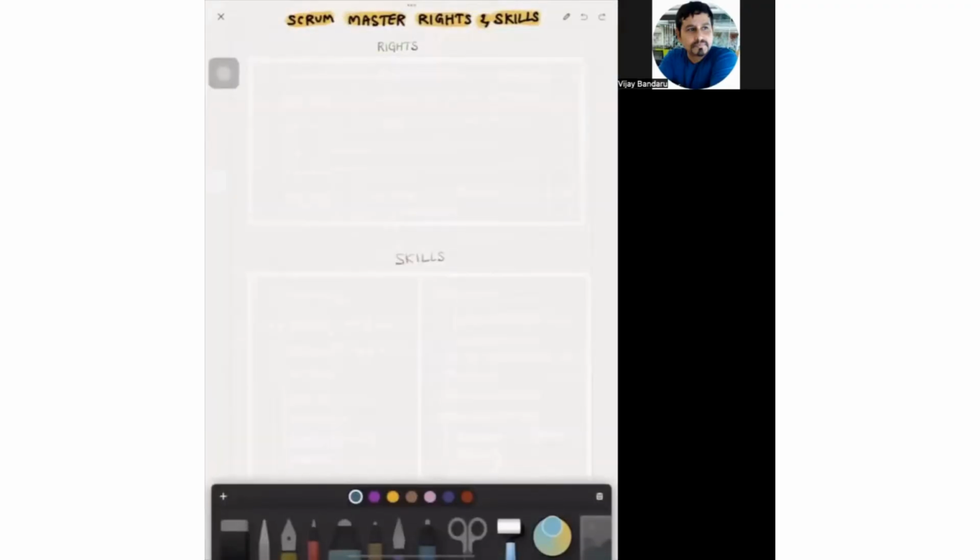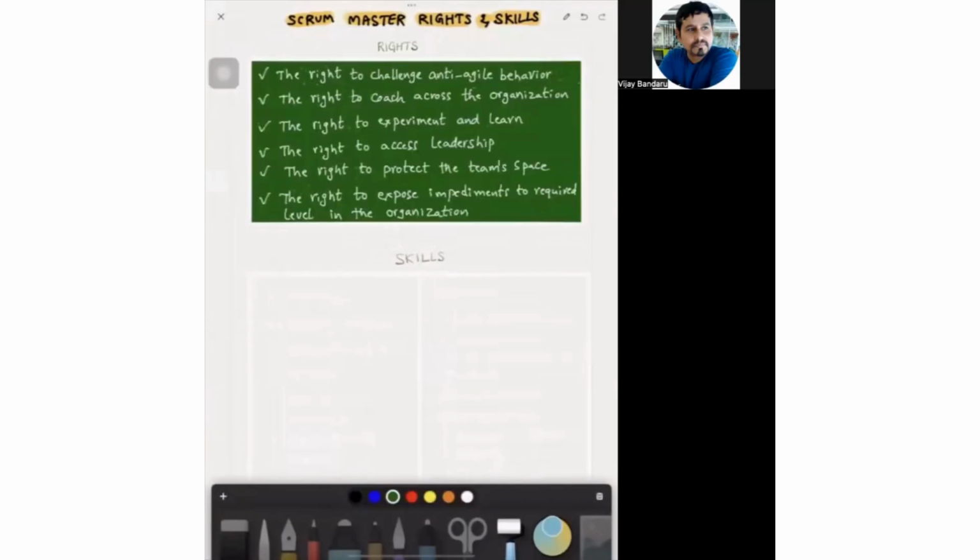So what are the rights of Scrum Master? Scrum Master usually will have some rights. First thing, the right to challenge anti-agile behavior, whether it could be a developer or a product owner or any other leadership team member. If he or she is demonstrating any anti-agile behavior, Scrum Master will have the right to challenge it and address it.